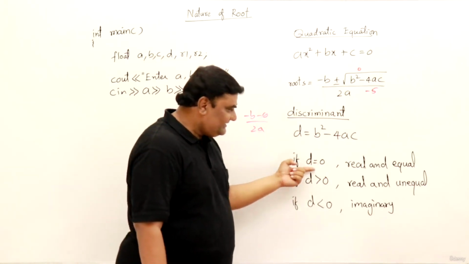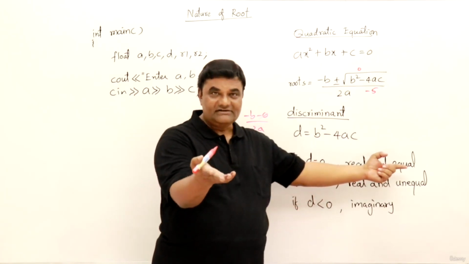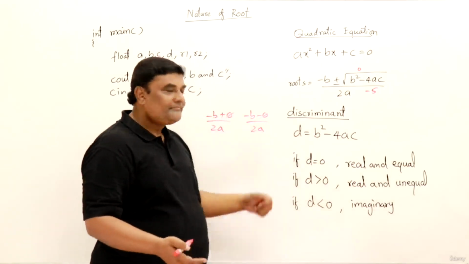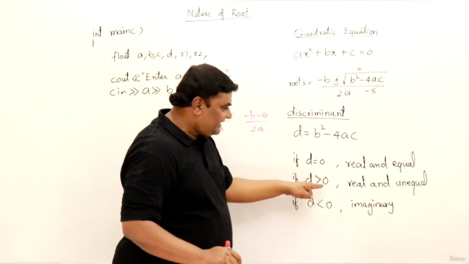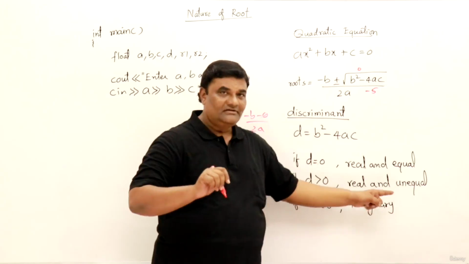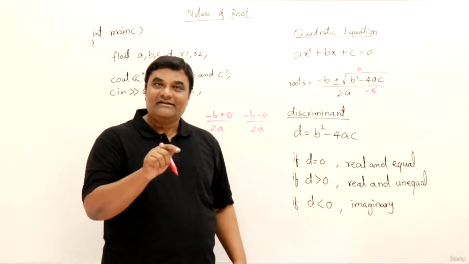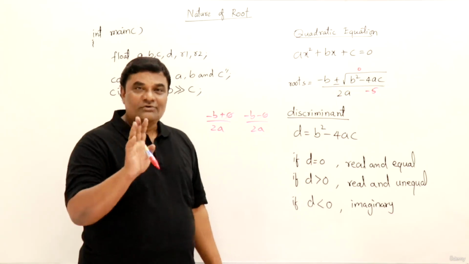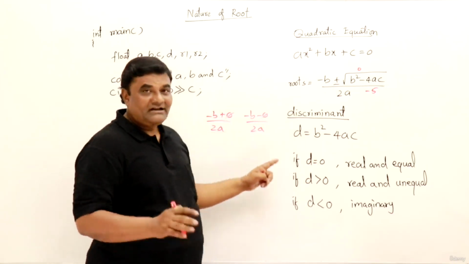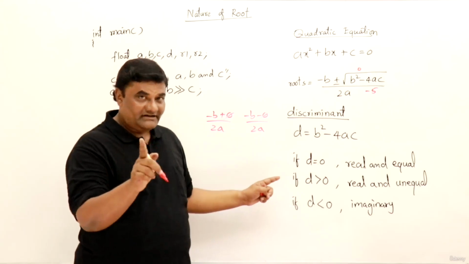Now if d is 0, it means roots are real and also equal. That's what I said, they are equal. And if d is greater than 0, they are real, but they are not equal. They will be different. Third one, if d is less than 0, they are not real, they are imaginary. So for any quadratic equation, there are 3 different natures of roots.